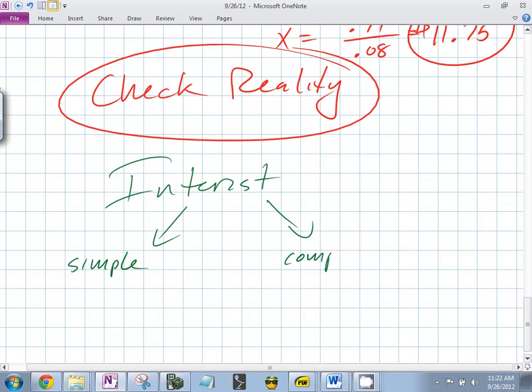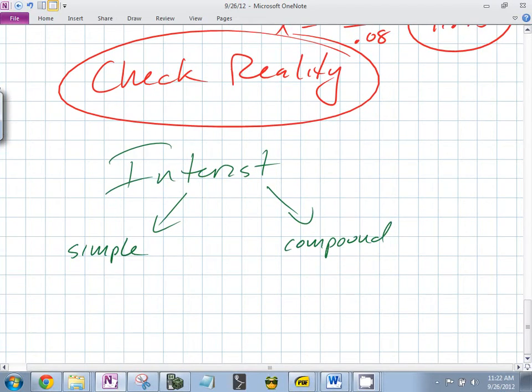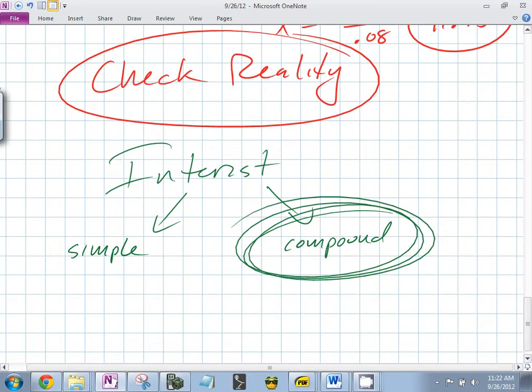Does it keep building? It keeps building. No, you can have an account with simple interest that keeps building, but you can also have an account with compound interest. This is the one that happens in real life. Simple interest doesn't really happen that often. Simple interest is way too simple to model real life.